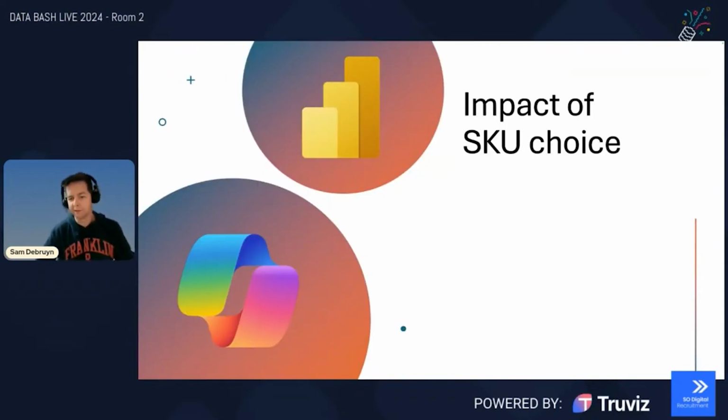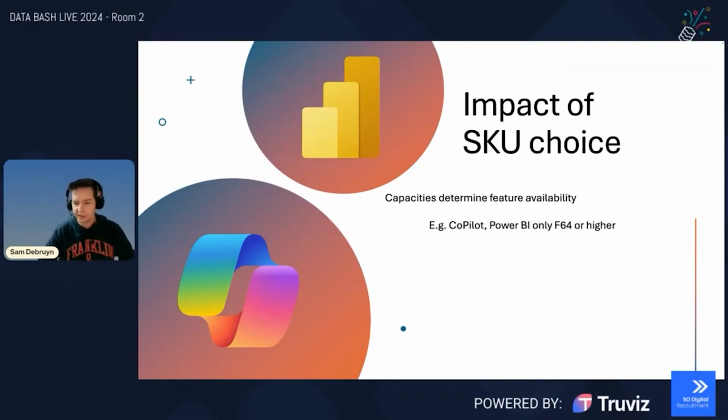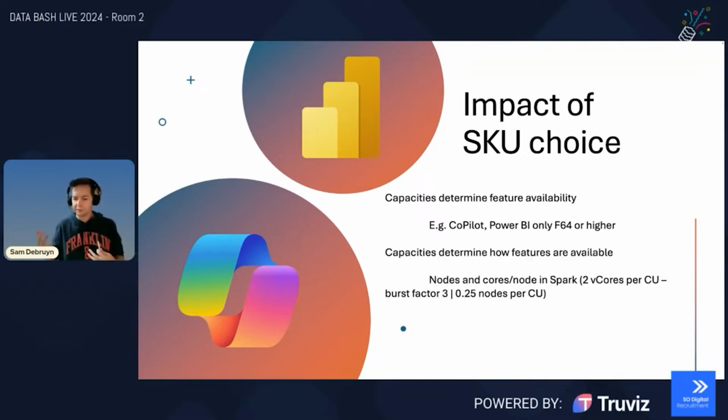Now, there's an impact of the SKU choice, which is not just the budget. Capacities will also determine the features you have. For example, Copilot or Power BI Premium features are only available on F64 or higher capacities. And also, some features are not available in full if you have lower SKUs.